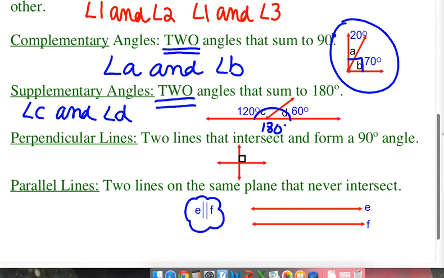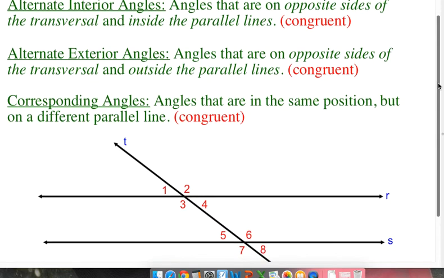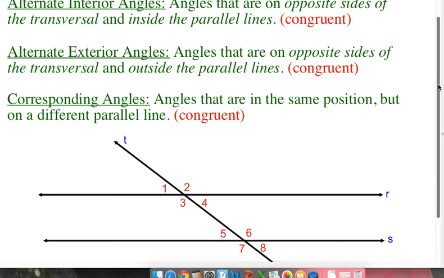So we have a few more definitions on the next slide here. We have things that are called alternate interior angles, alternate exterior angles, and corresponding angles. So let's talk about the alternate interiors. So here we have, again, our parallel lines down here at the bottom. We have our transversal that's cutting through them, and we have 8 angles as a result of that.